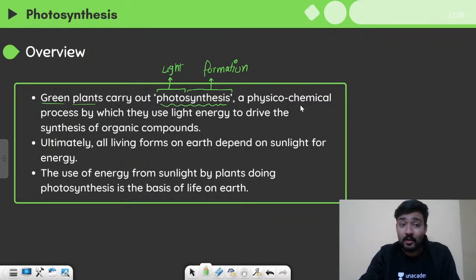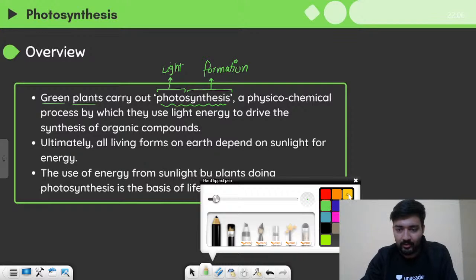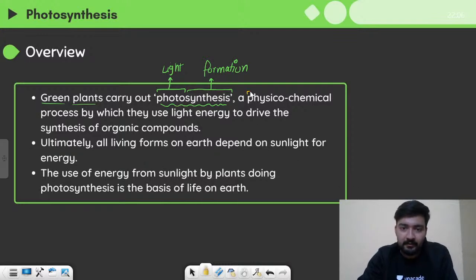It is a physico-chemical process. What is this term actually meaning here? See, physico means related to physics or physical. Physico means physical. The study of physical phenomenon is physics, and chemical.